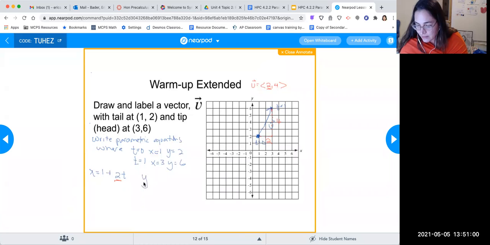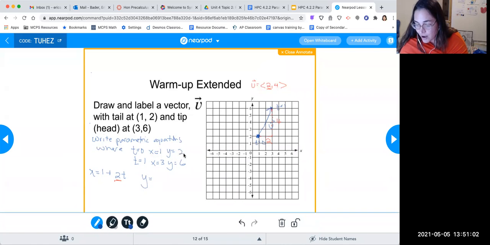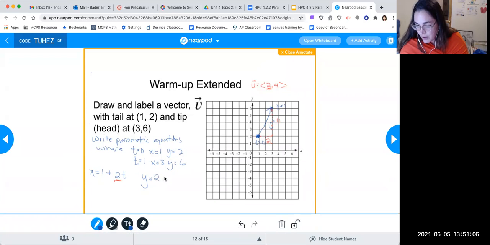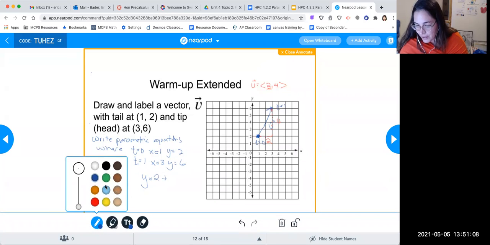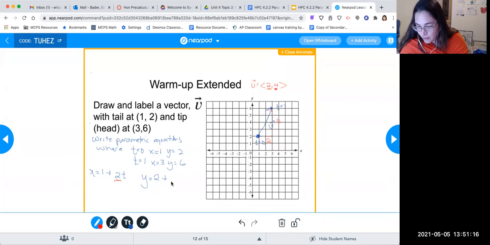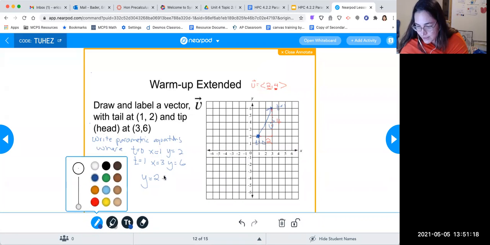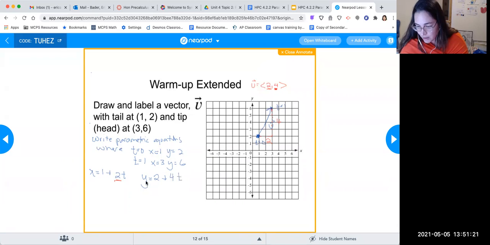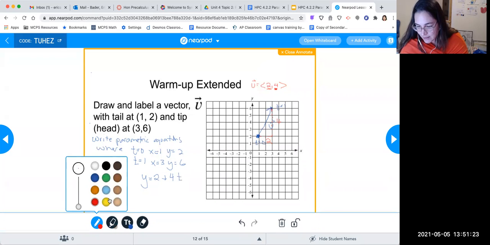And then for our y equation, we started off at y equals 2. So when time was 0, our y was equal to 2. And then between time 0 and time 1, the y component grew 4. So the y component moved 4, and we're going to put 4t in this spot.